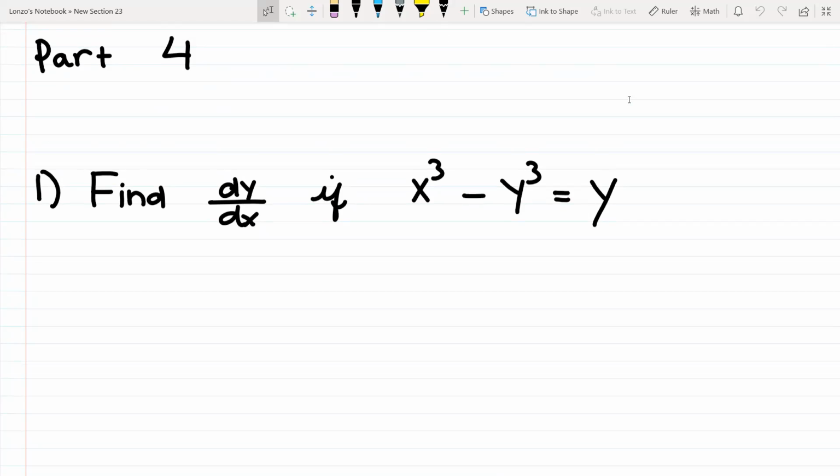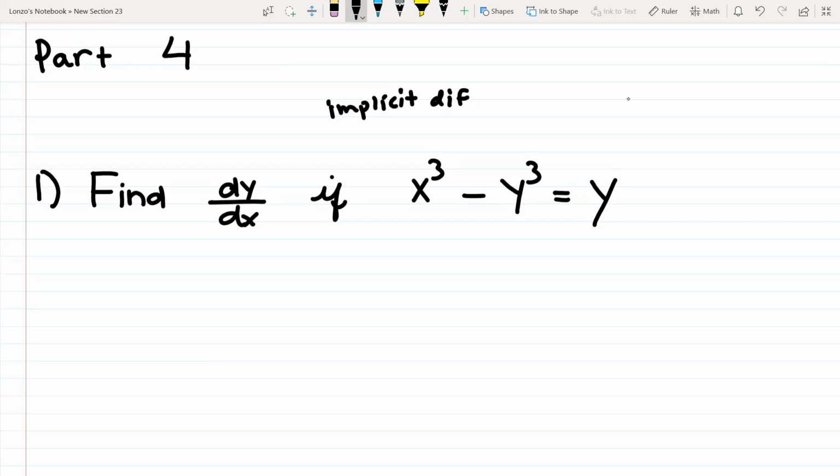Find dy/dx if x cubed minus y cubed equals y. So what we're doing is implicit differentiation. If you forget how to derive implicitly, or if you forgot how to do a step, go ahead and review my video on implicit differentiation. Okay, so let's look at our equation. We have x cubed minus y cubed equals y. So we've got to take the derivative with respect to x.